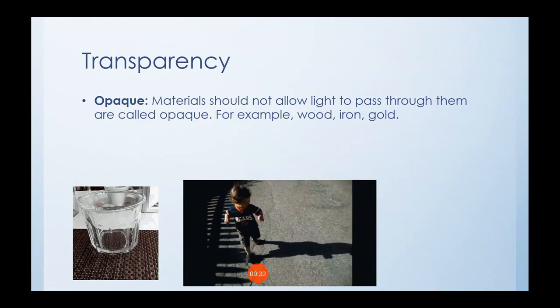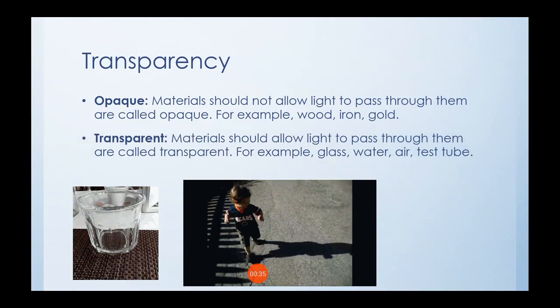Next, a transparent material allows light to pass through it, and is called transparent. See a plastic or a glass which allows light to pass through, then we are able to see the other side of the glass, right? We can see the table. The color of the table is brown, because the glass is a transparent material which allows light to pass through. For example, glass, water, air, test tube, these are all good examples of transparent material.